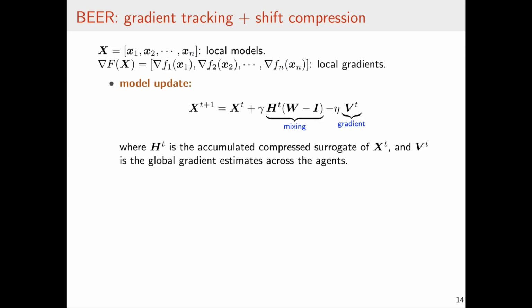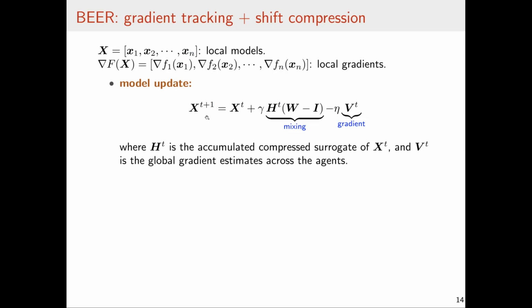And our algorithm will contain two parts. The first part is the model update part that will be executed in parallel at different agents. And the way the local models will be updated, again, will include two components. One component is this information mixing across the neighbors. However, instead of mixing directly those local models X^t, we will only be mixing these H^t, which are those compressed surrogates of the local models that we talked about earlier when we introduced the shift compression scheme. This is because we never share the model directly, because of compression. So we can only maintain some sort of compressed surrogate of the local models at every agent.